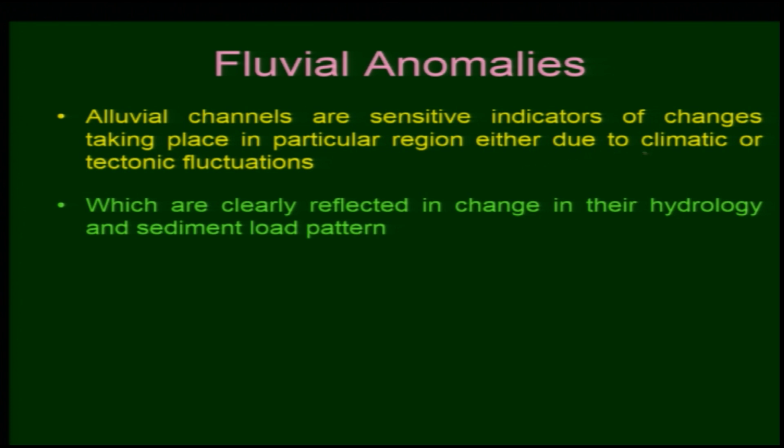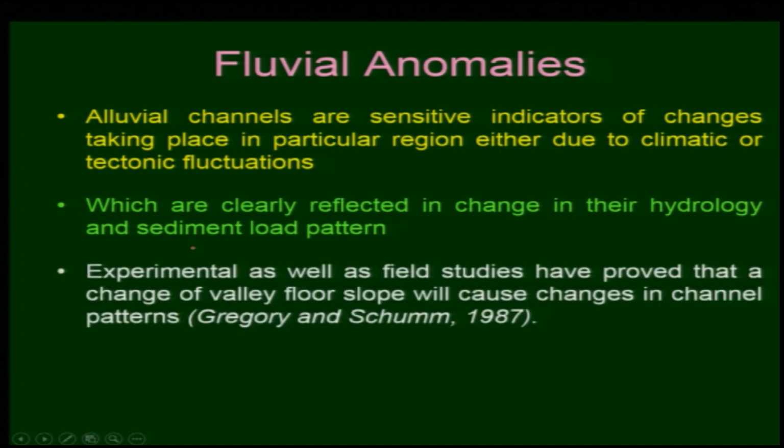Because if you have a different climatic phase, then that will definitely affect the hydrology of a particular channel, and even if you have tectonic fluctuation, it is going to affect the hydrology of the channel as well as the bed load of that particular basin. Experimental as well as field studies have proved that a change of the valley floor slope will cause changes in channel patterns. So as soon as you change the channel slope, you are going to change the channel pattern.